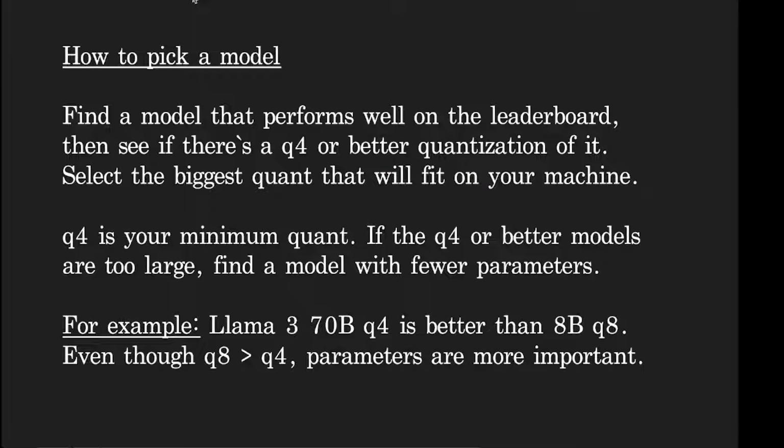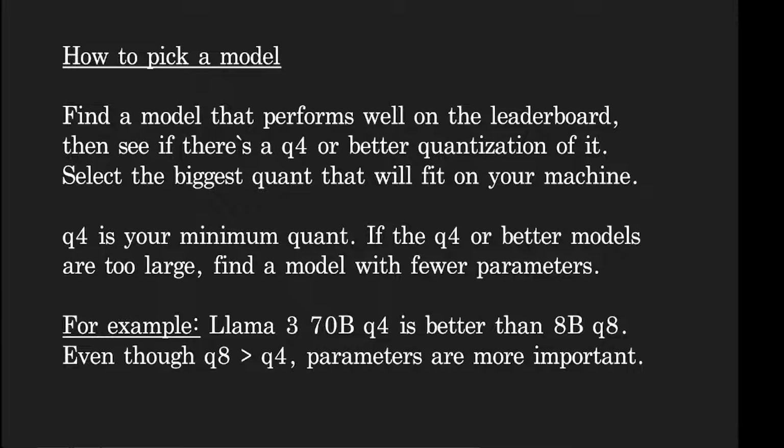So the spoiler for how to pick a model. Find a model or a model family that performs well on the leaderboard, and then see if there's a Q4 or better quant of it. Find the biggest one that will fit on our machine. We don't want to go below Q4. If, let's say we want a 70 billion parameter model, and we cannot fit the 70 billion Q4 onto our machine, we probably shouldn't go to Q3 or Q2. We should probably go down to one with fewer parameters.